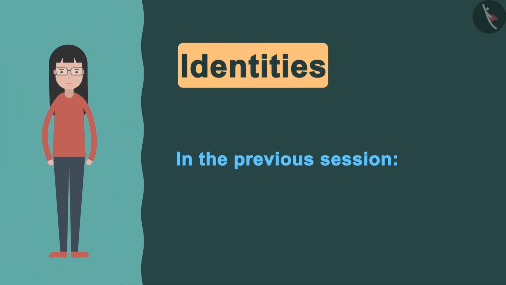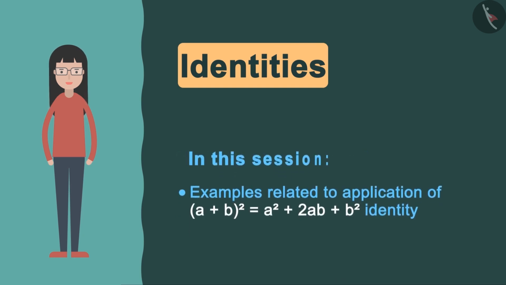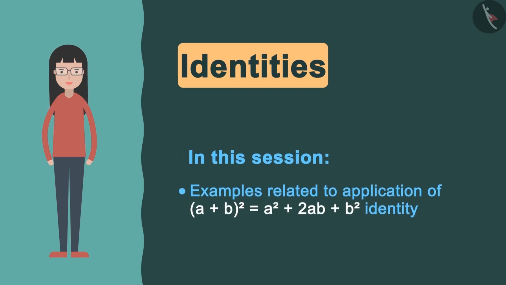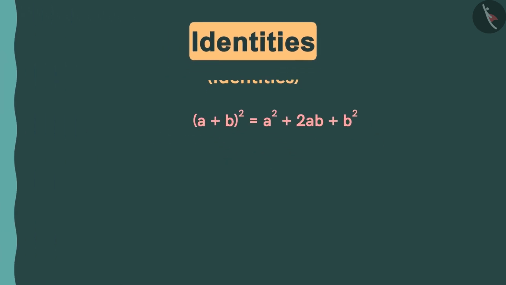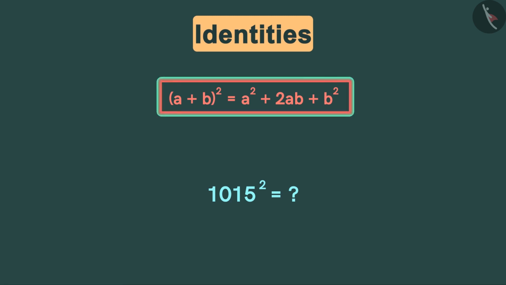Friends, in the previous session we have seen what an identity is. We have seen this identity also. Now in this session, we will see some examples and understand how this identity is applied. Can you find the value of 1015 square? This identity makes it easier to find the solution of large numbers.